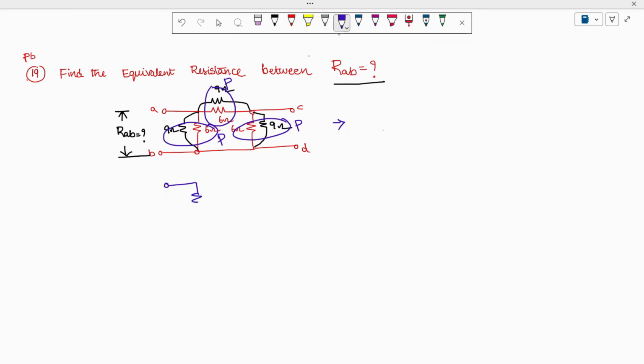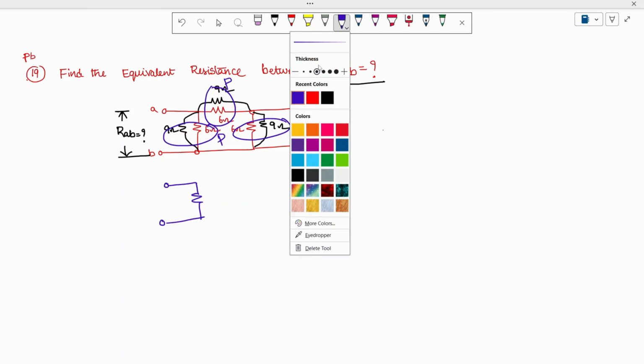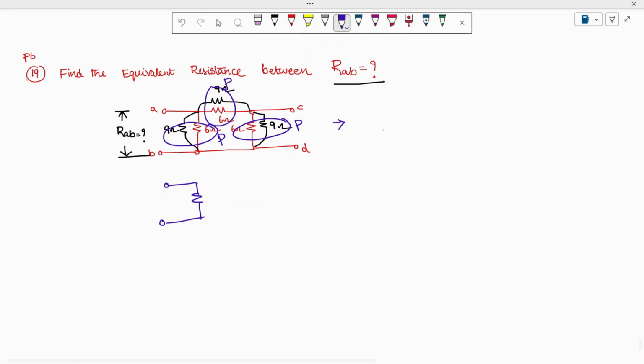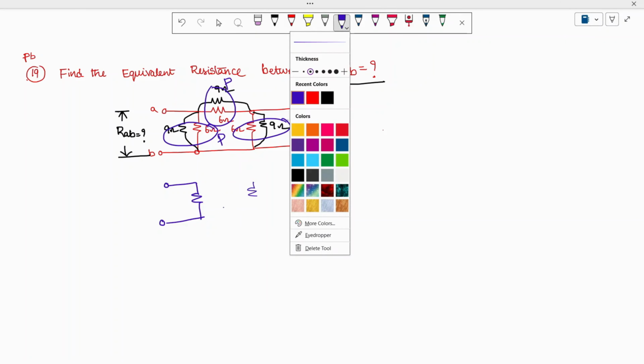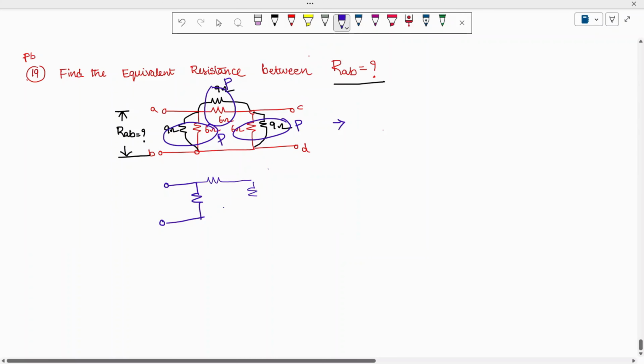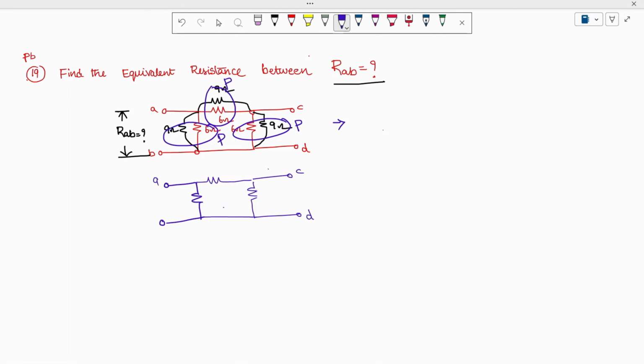we are going to get one resistor between A and B. Okay, and we are going to get another resistor here and another resistor here. Okay, so this is one resistor connected between C as well as D. So you can see here, whenever two are connected, you can see all values are the same.